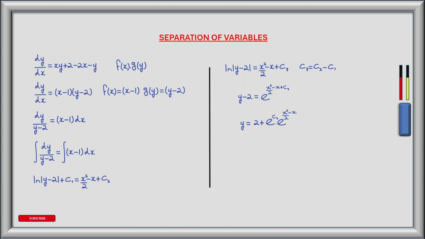If we rewrite e to the power of (x squared divided by 2 minus x plus c3) as e to the power of c3 multiplied by e to the power of (x squared divided by 2 minus x), and then add 2 to both sides of the equation, we're left with y equals 2 plus e to the power of c3 times e to the power of (x squared divided by 2 minus x). If we now tidy this up a bit and let c equal e to the power of c3, we're left with y equals 2 plus c times e to the power of (x squared divided by 2 minus x). And this is the general solution of the differential equation.